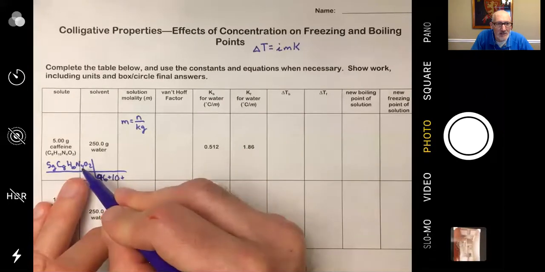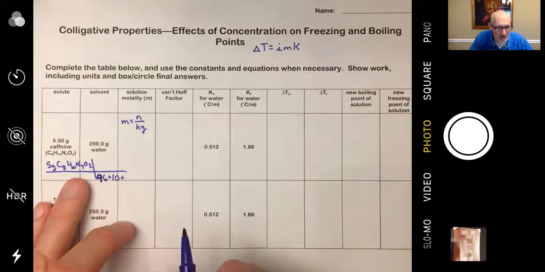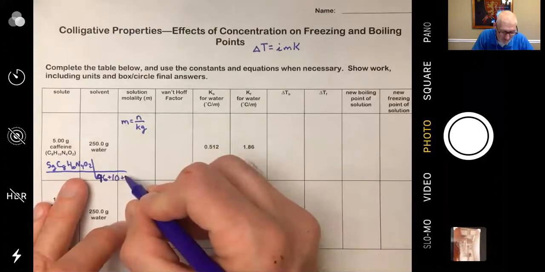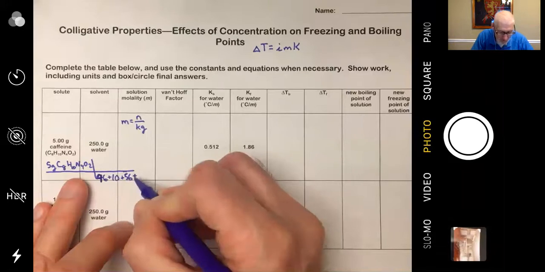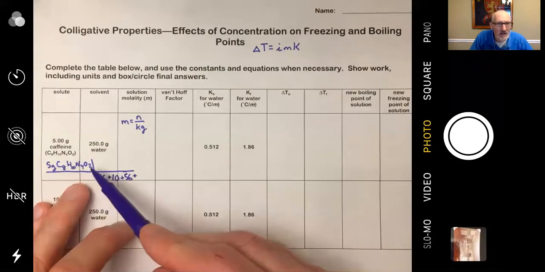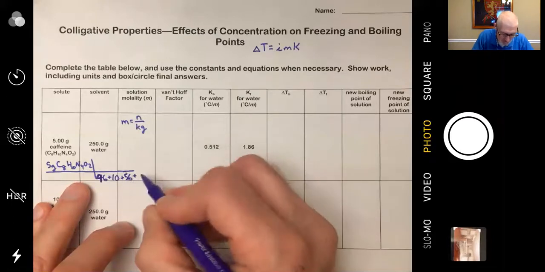Nitrogen, the mass of 1 nitrogen is 14. So if I have 4 of them, let's see here, 28. I want to say that that's 56. And if you've got a calculator, you're awesome. Oxygen is 16. There's 2 of them. So that's going to be 32.